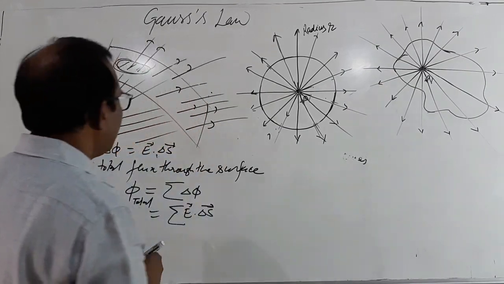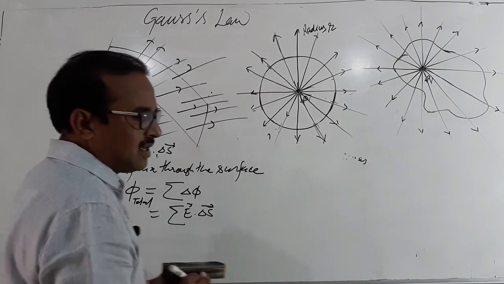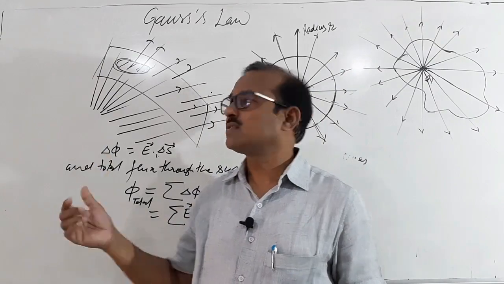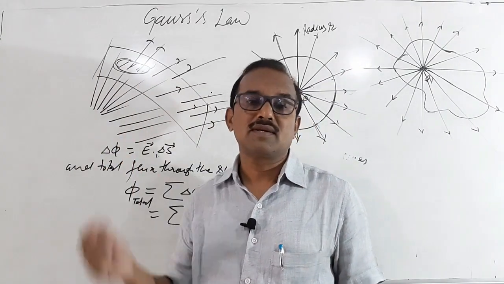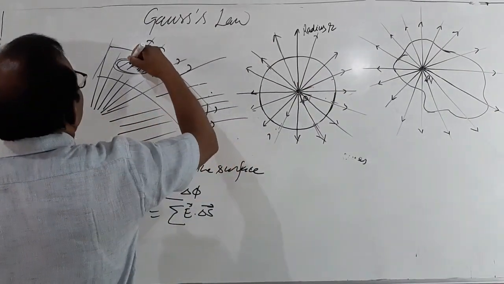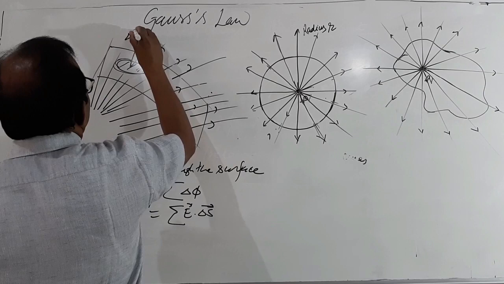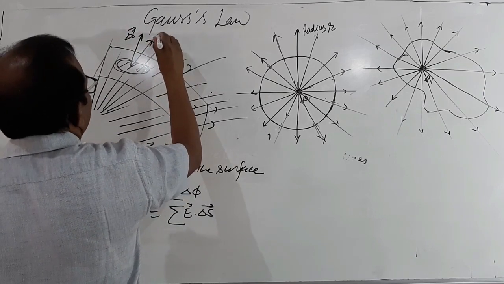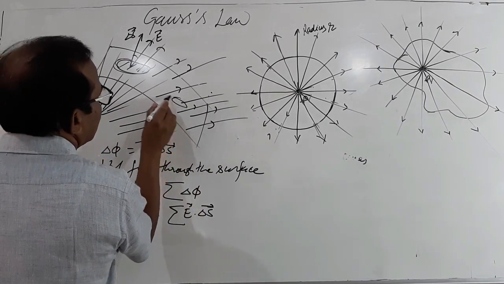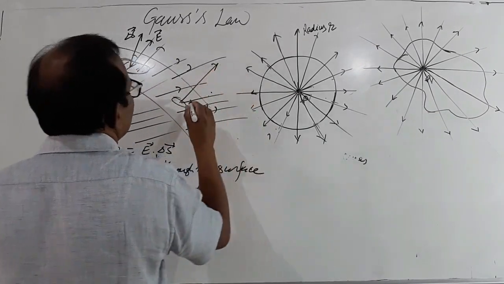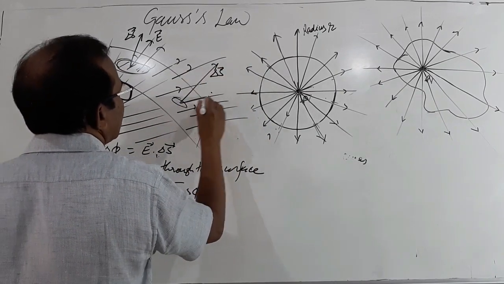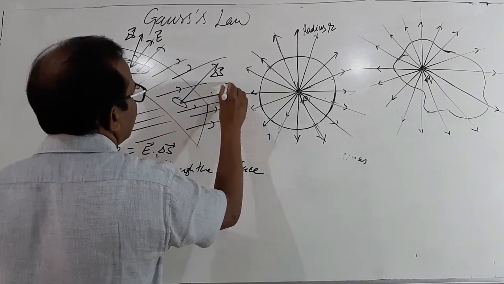Okay, the angle between E and delta S. You know, this is the area vector, and the area vector of a surface element is always in the direction normal to its surface. This is the surface, and its area vector is like this, the direction of delta S, and this is the direction of the electric field here. In this region, the direction of the electric field is like this, and the direction of the area vector is like this.